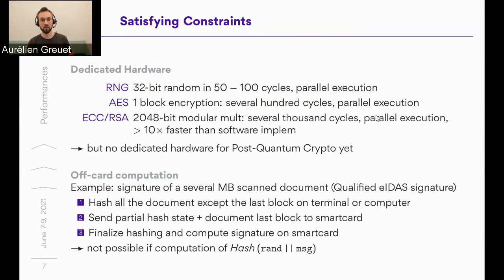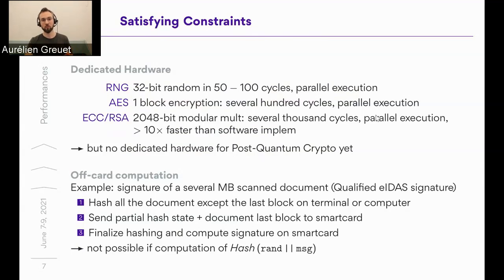And in addition, these accelerators often run in parallel. So this means that during their computations, you can still use the CPU, for example, to achieve independent tasks like preparing the next data to process or the next block to encrypt. But unfortunately, for now, on smart cards, there is no such accelerator for post-quantum crypto.